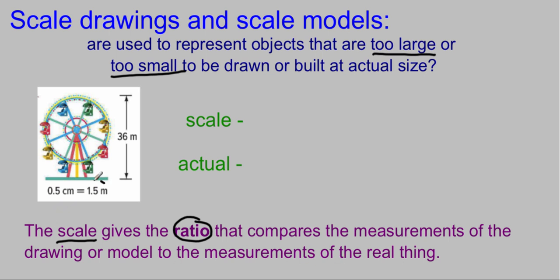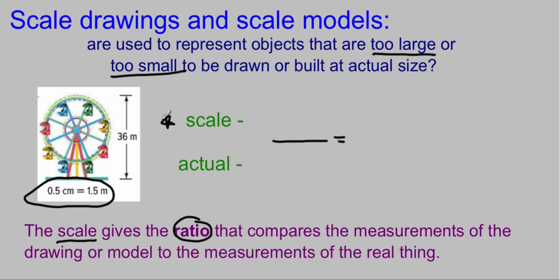So down here we have our scale: 0.5 centimeters, so half of a centimeter, in our drawing is equal to 1.5 meters in real life. And this real life object is 36 meters tall. So we want to use our scale factor to figure out how tall we would draw this model if we were to create a model at a 0.5 centimeter to 1.5 meter scale. Well, to do that, we just set up a proportion. It's something we've gotten very good at.